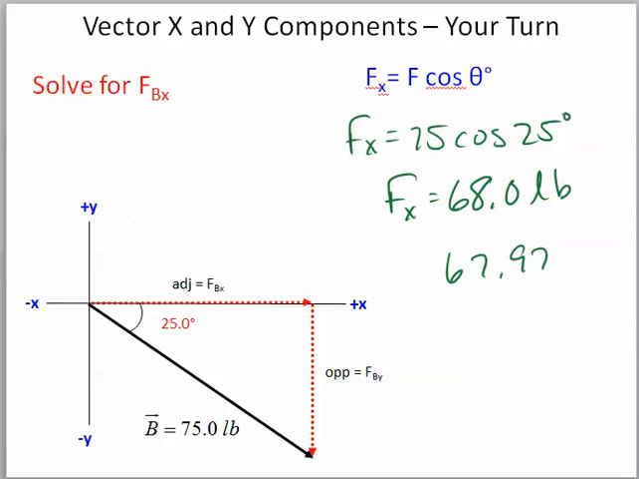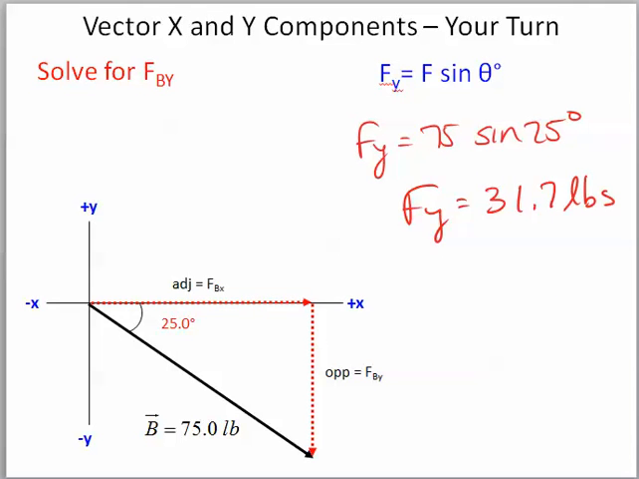F of x is f. What was f? F was 75 times cosine, because I wanted to find the x, the adjacent side, so I'm going to use the cosine of 25 degrees, and that turned out to be 68.0. It was actually 67.97, and I rounded that up to 68.0. The next step then is to find the y component. The way we go about doing that again is taking the hypotenuse, which is 75, vector f, and we take it times the sine of 25 degrees. And when I did that, I got 31.7 pounds for the length of the opposite side.